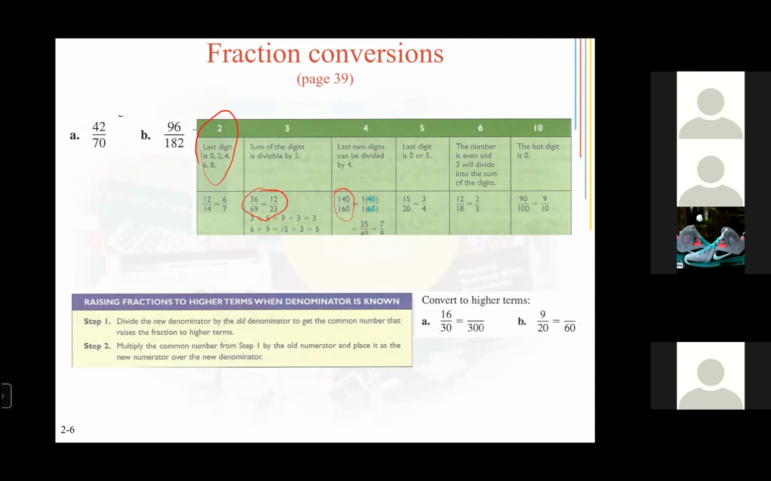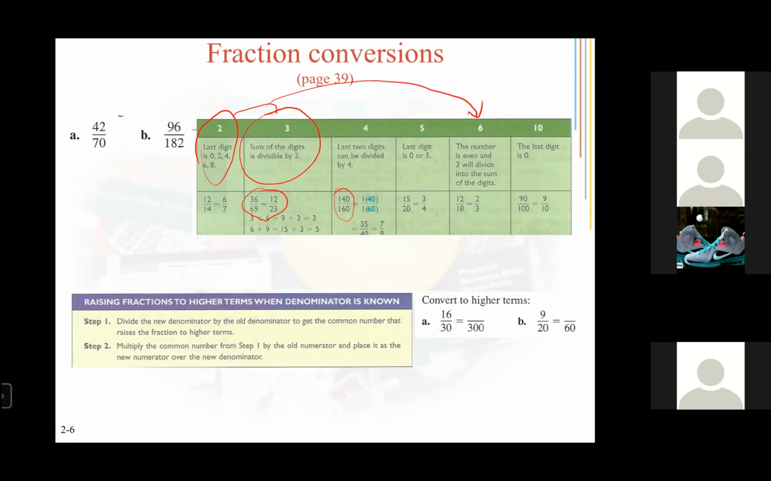Now, everybody should know the rule for 5: once a number ends with 5 or 0, it's divisible by 5. For 6, they say here the number is even, and 3 will divide the sum of the digits. So basically for 6, they're combining these two rules. It's even, and the sum of the digits is divisible by 3. If those 2 rules apply to the number, then the number is divisible by 6.